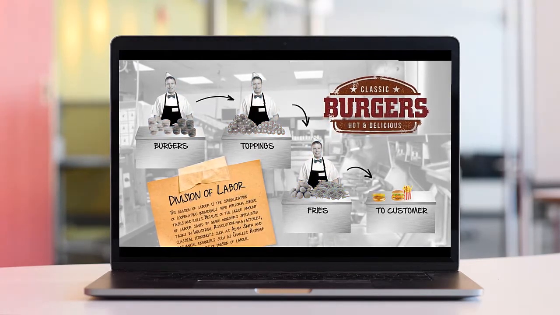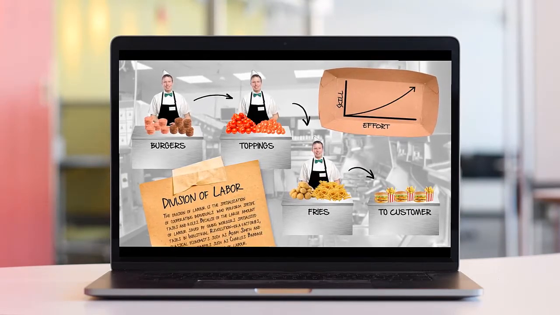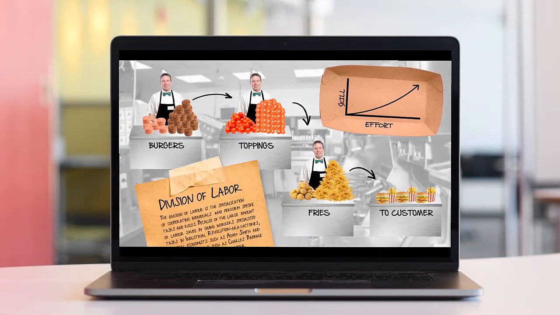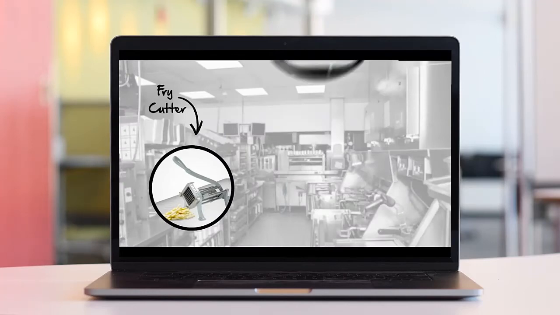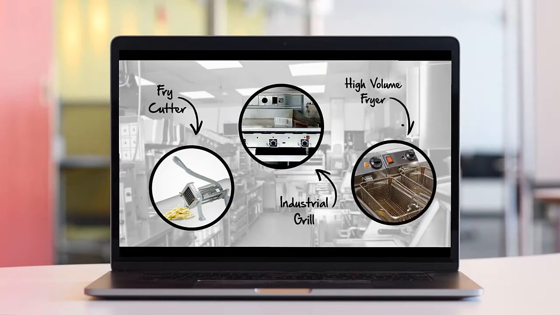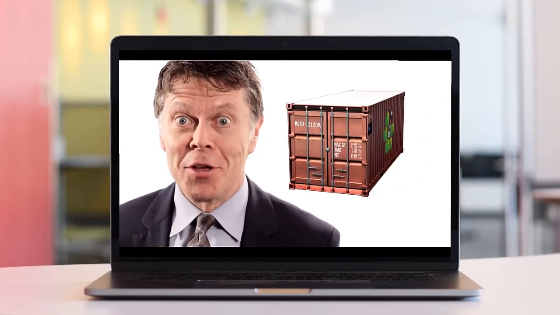No more lost time switching between tasks. Plus, as a worker concentrates his effort, he gets better at doing the task at hand. But it's not just the specialization of workers that increases output. It's also the development of specialized tools that modern workers use. The burger joint has tools to slice potatoes, to cook burgers, and to fry the fries. That's just Specialization 101. I'm sure you've seen one of these around, the container.